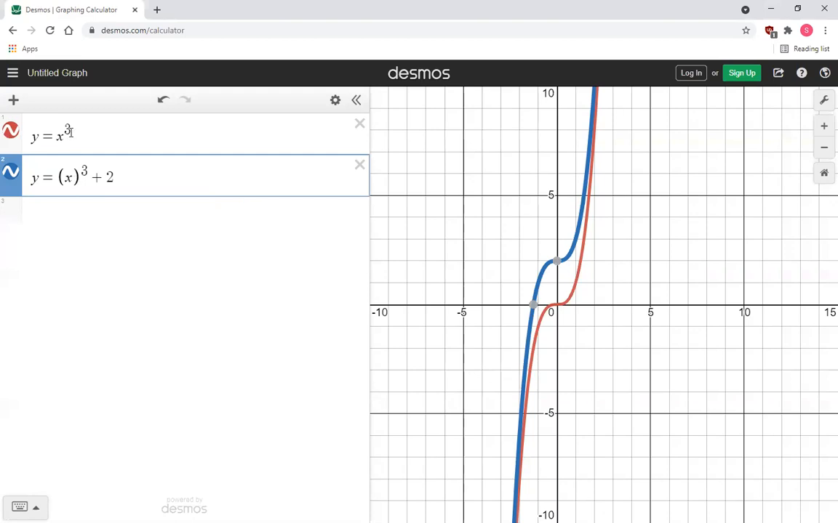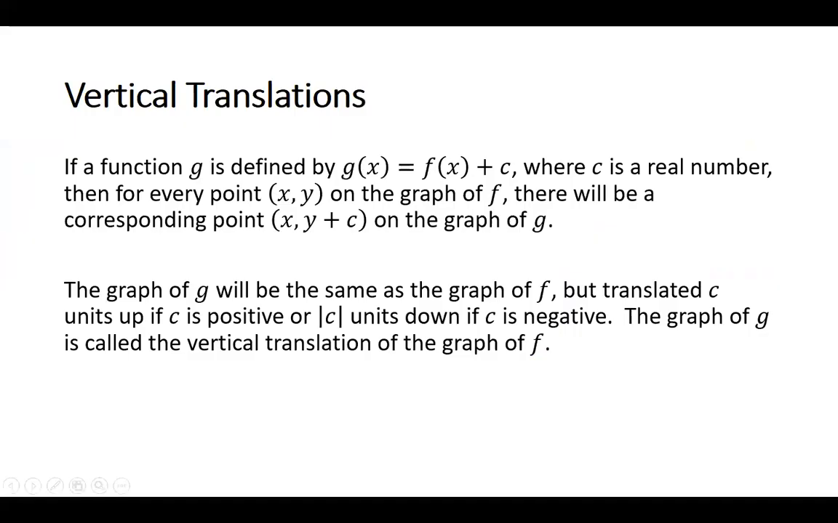So remember, you're dealing with the output. You already did the function x cubed, and then after that, you added on some value. And notice if I subtract some value, minus instead of plus, there we go. If I subtract some value, then it's going to go down by that amount because you're affecting the output. You're finding the output of the function, and then you're adding something to it or subtracting something from it. So that's vertical translations.